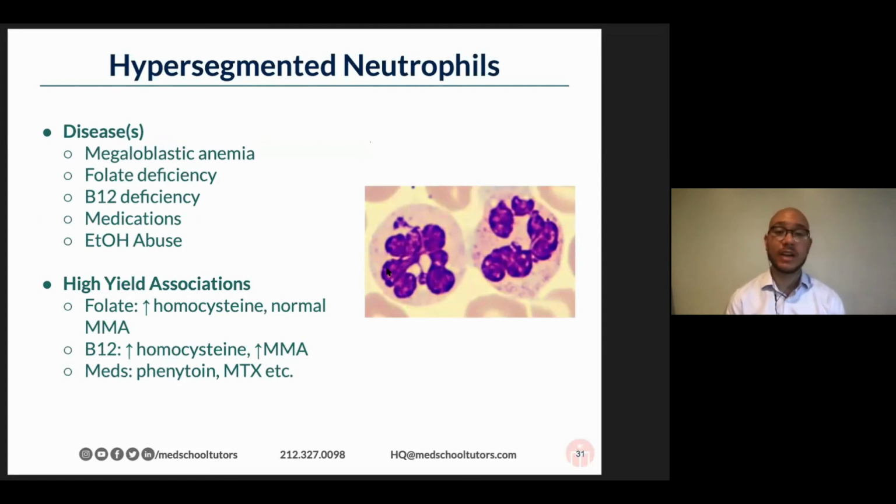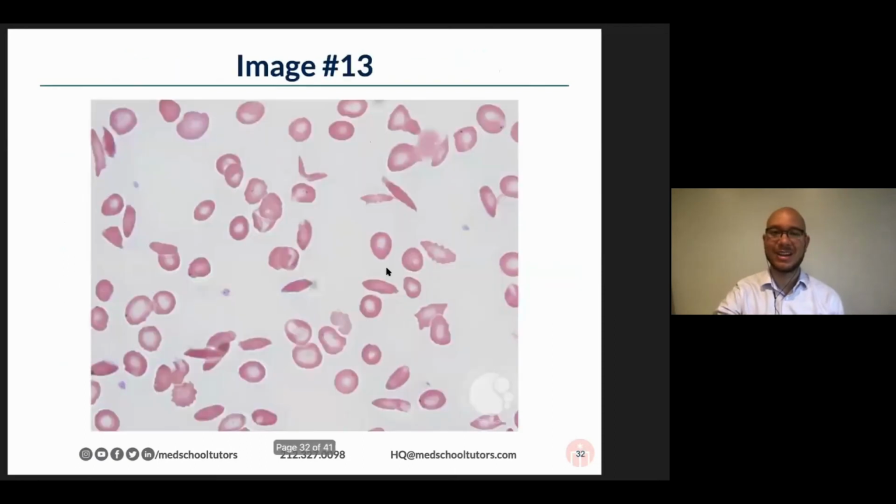And the differential there is really nicely brought out because it's not just folate and B12. There's medications like phenytoin, like methotrexate, that can give you a similar morphology, as well as alcohol abuse. And that's another great point that someone's bringing up in the chat. B12 can have those neurologic manifestations, subacute combined degeneration, associated with B12 more so than with folate. Excellent work, folks. Excellent work.